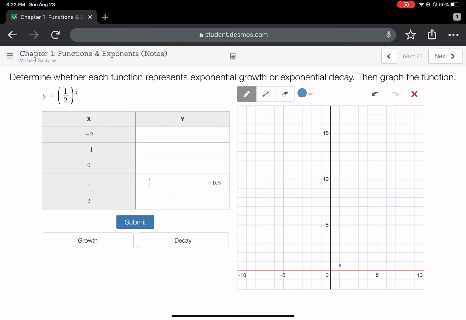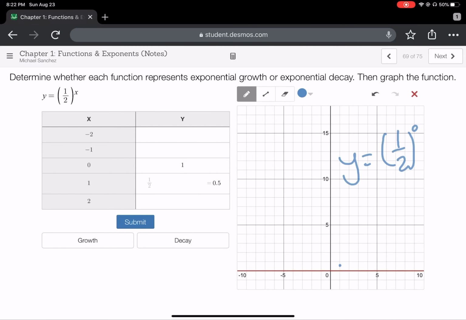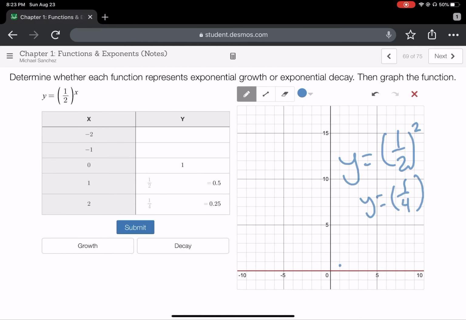And then we fill in the rest of the table the same way we did the other one. So y equals 1/2 to the power of 0. That one is 1. Anything to the power of 0 is 1. If we do 1/2 to the power of 2, that's going to be 1/2 times 1/2, which is 1/4. So we need a point at (0, 1) and at (2, 1/4).